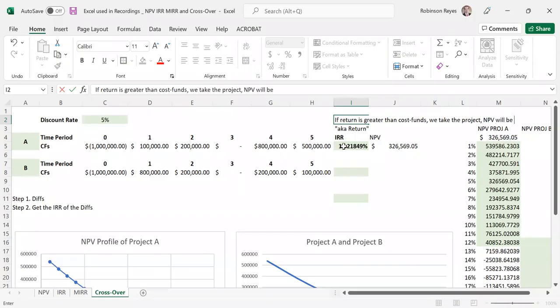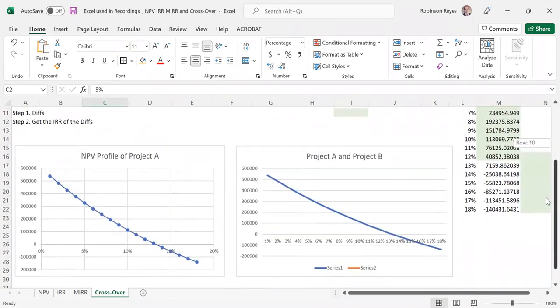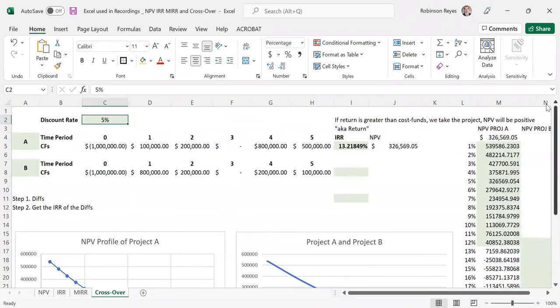NPV will be positive. You see the point? IRR, we can think about IRR as well as the return that the project is ultimately giving, that the investor is achieving with this project, given the investment and the future cash flows. So if the IRR is greater than the discount rate, we choose the project. And NPV will be positive.